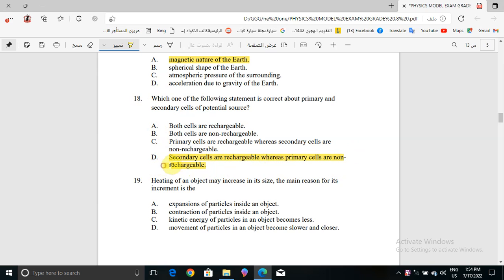Okay, now in question number 19, heating of an object may increase its size. The main reason for its increment is what? Expansion of particles inside an object, contraction of particles inside an object, kinetic energy of particles in an object becomes less, or movement of particles in an object becomes slower and closer. The correct answer will be expansion of particles inside an object, right? Because heating of an object may increase its size. The main reason for its increment is the expansion of particles inside an object.